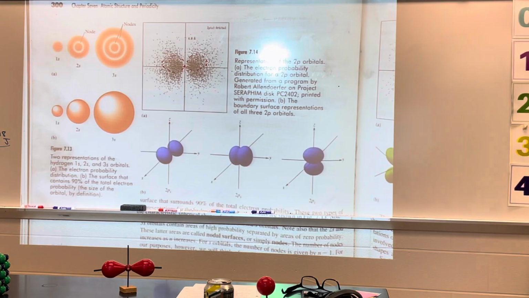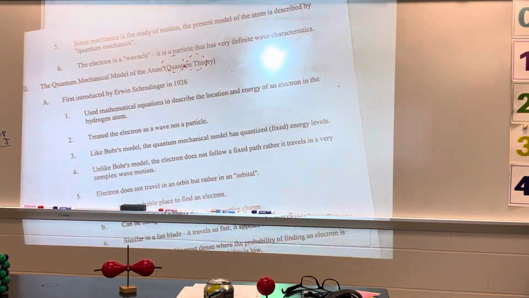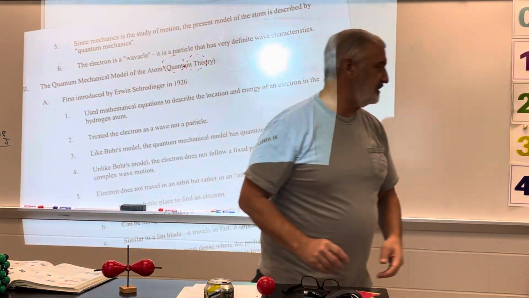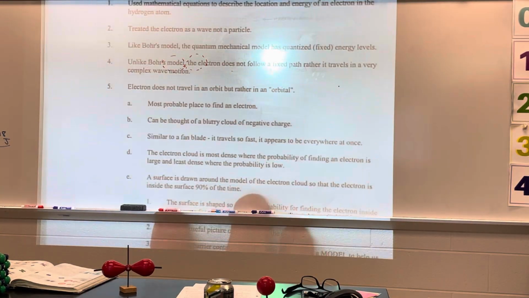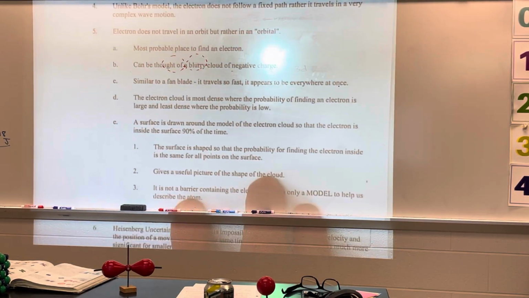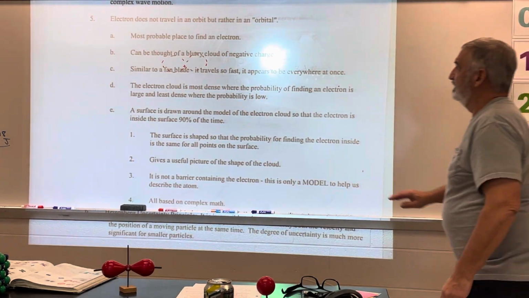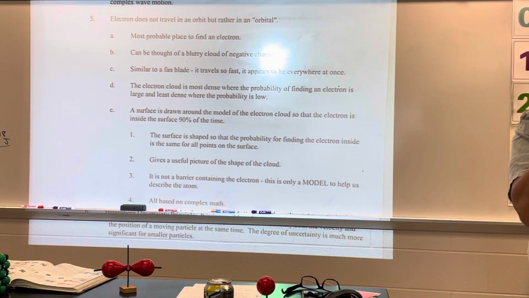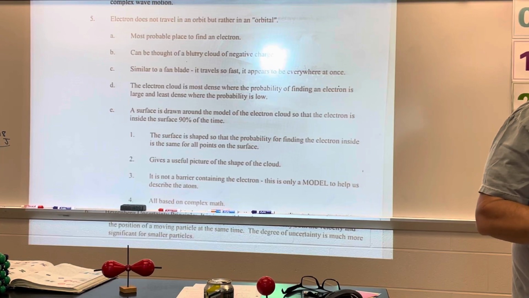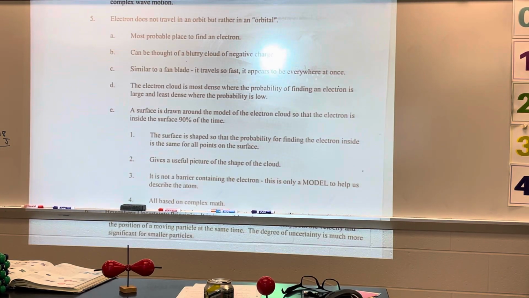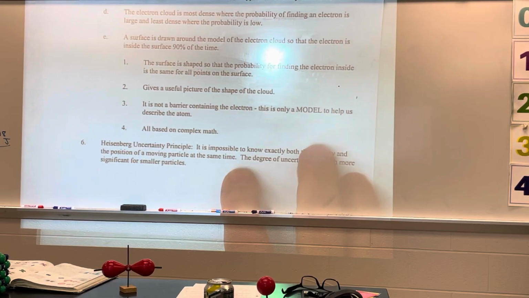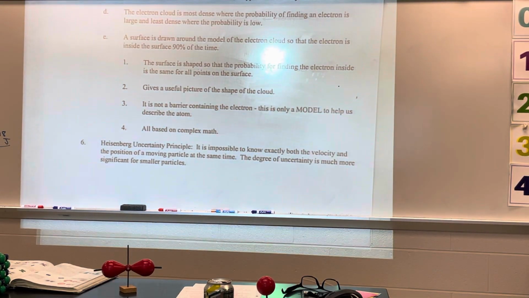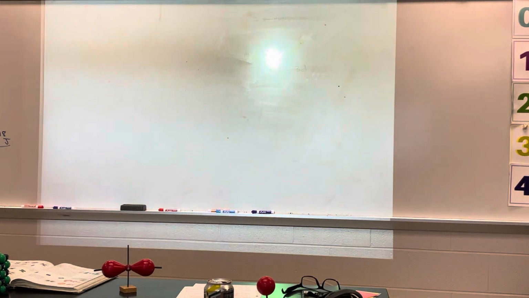So in Schrodinger's equations, we're going to hold that thought. In Schrodinger's equations, the electron is in these orbitals. It's the most probable place. You look at a ceiling fan, it looks like it's everywhere at once, but really there's space. Technically, you could put your finger up through it, but I wouldn't recommend it. So it's not a barrier. It just gives us a model, something to help us visualize where the electron is going to be, and we already kind of talked about Heisenberg. So let's get to the nitty-gritty here.